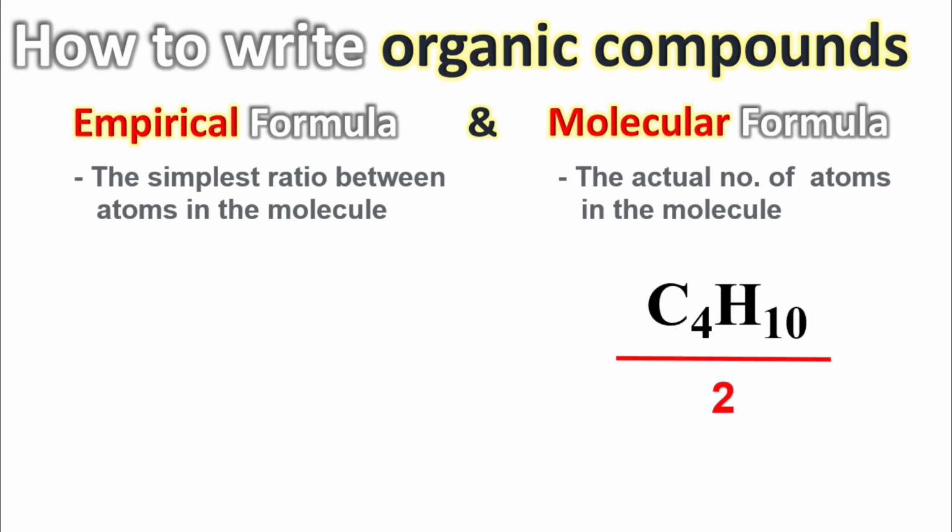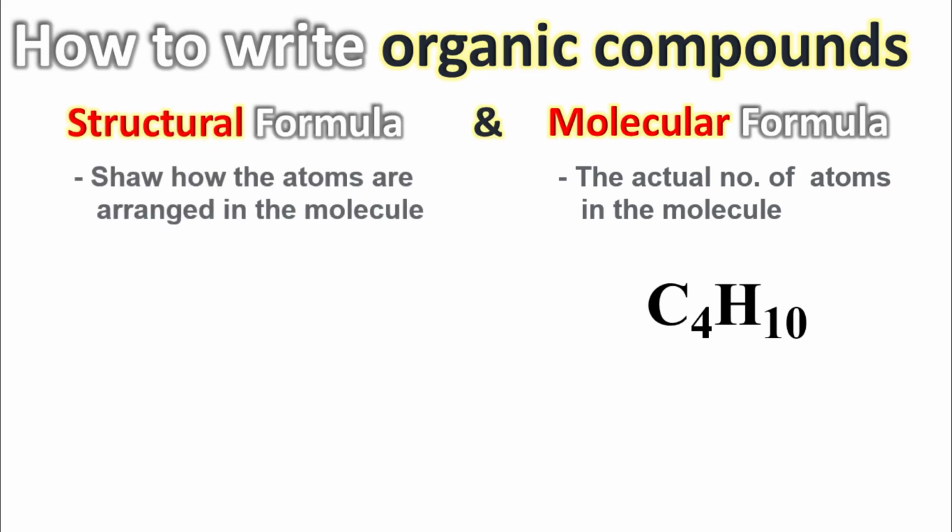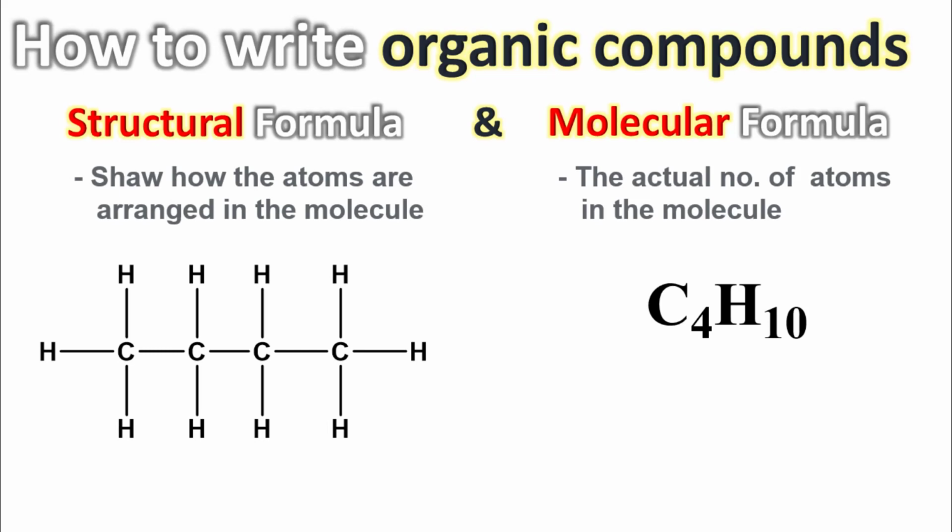Example, by dividing this molecular formula by 2, we can obtain the empirical formula, C2H5. The third way is by using the structural formula, which shows how the atoms are arranged in the molecule. Example, by drawing this molecular formula as follows. This molecular formula could be more than one organic compound, and that's what we will talk about later in isomerism videos, so we will choose now only one structural formula for butane, which is a straight chain containing 4 carbon atoms.